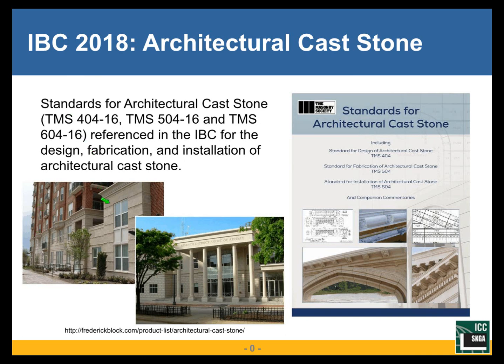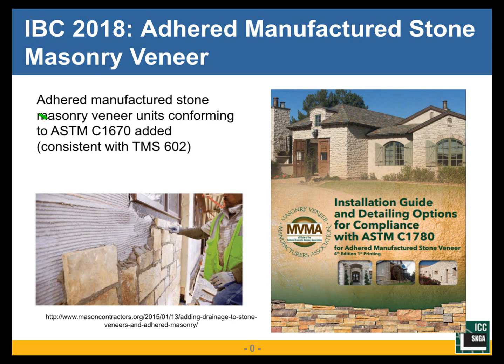Architectural cast stone, the type of thing you see on the buildings here. So actually there are three new standards for architectural cast stone put out by TMS, the Masonry Society. There's TMS 404, TMS 504, and TMS 602, which relate to the design, the fabrication, and the installation of architectural cast stone. So we won't be covering that in this webinar, but those are three new resources for architectural cast stone.